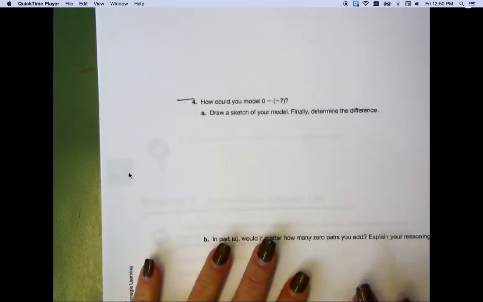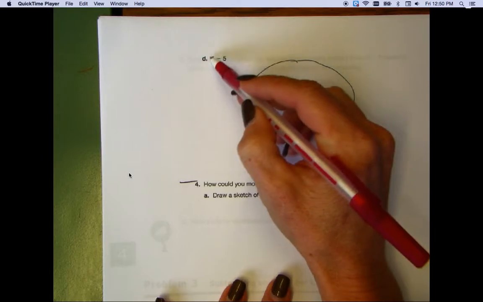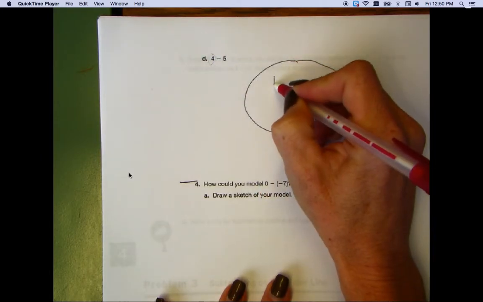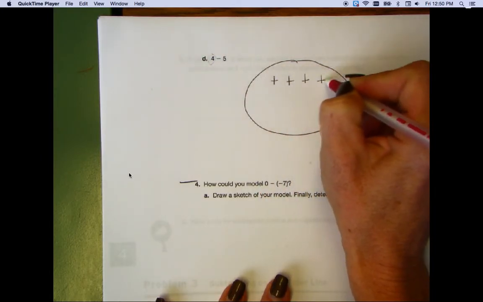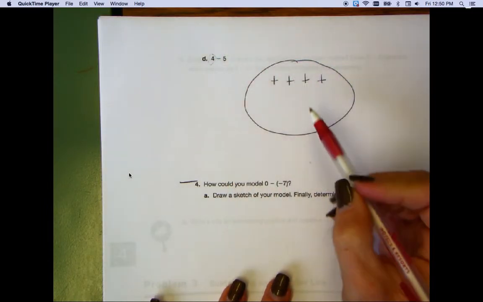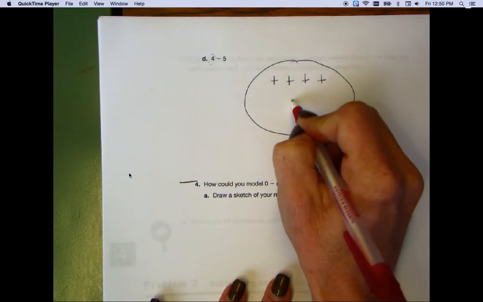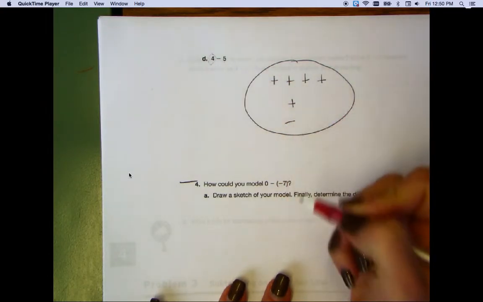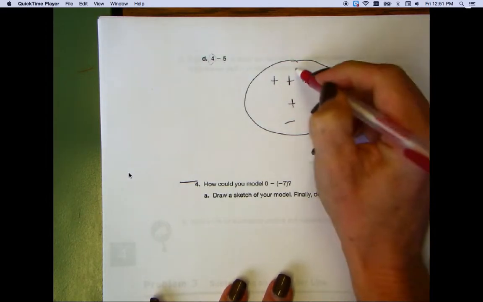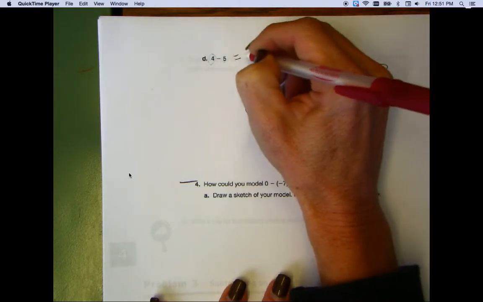Okay, we'll do one more together. If I start with 4 positives, if I want to take away 5 positives, I don't have 5 of them here. So to have 5, I need to add 1, but I better add it as a 0 pair. Now I can take 5 positives off, and I'm left with 1 negative.